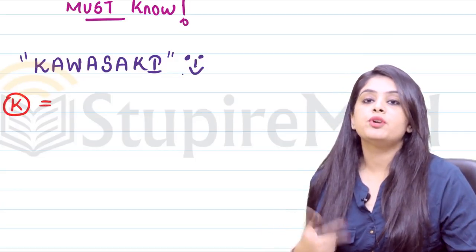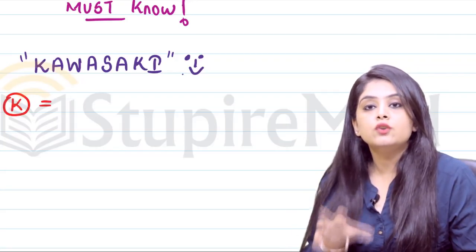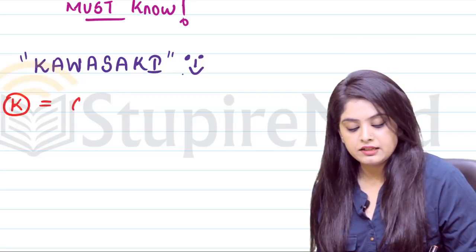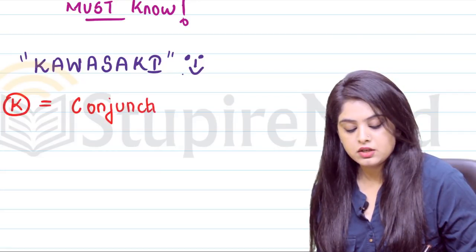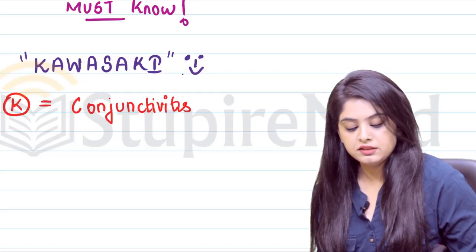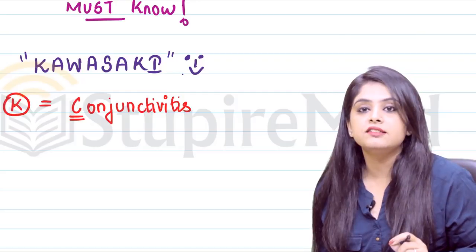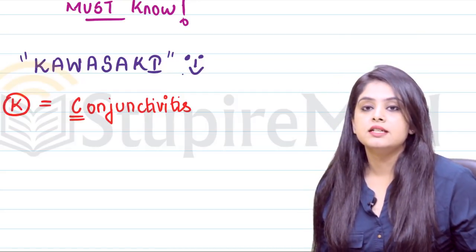Now, the way you pronounce K, the first feature that we have is going to be phonetically similar to K, and that is conjunctivitis. So these conjunctivitis and K, they are phonetically similar. So the first feature becomes conjunctivitis.